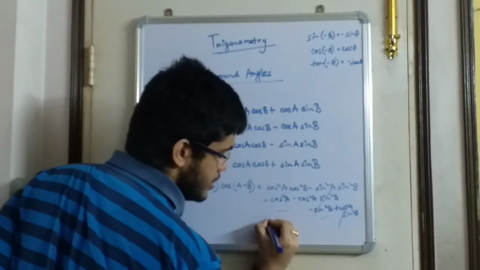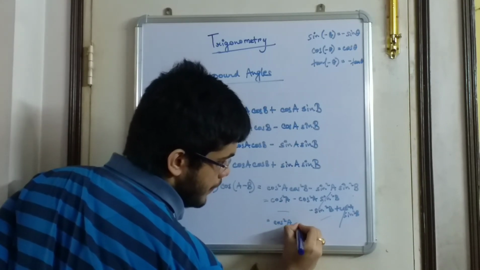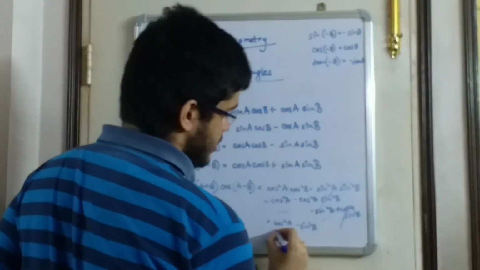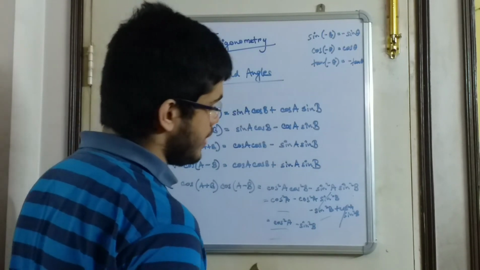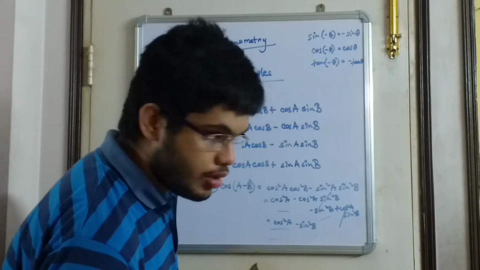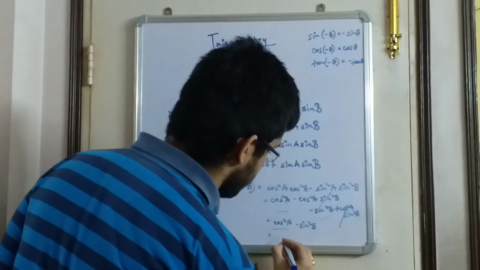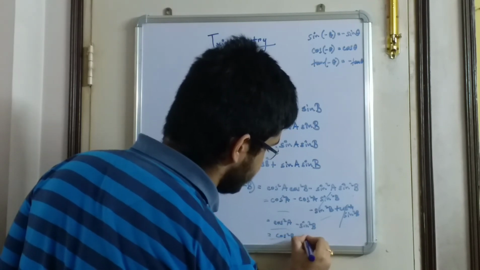So cos of a plus b into cos of a minus b is cos square a minus sin square b, and since we can write cos square a as 1 minus sin square a, and sin square b as 1 minus cos square b, we can also write this as cos square b minus sin square a.